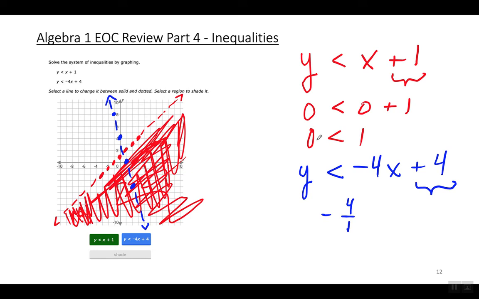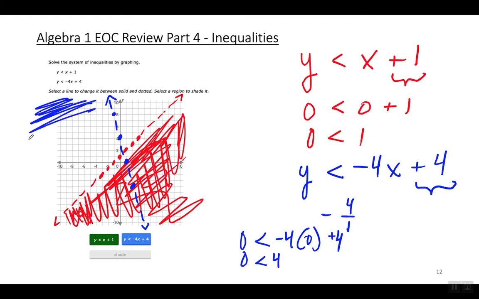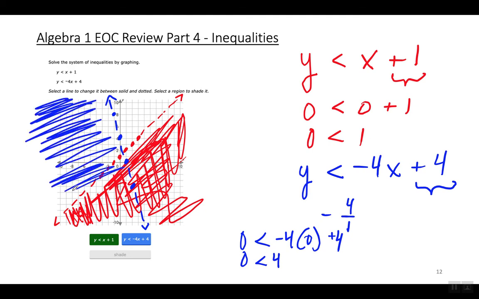Okay, now let me test what side to shade. All right, this is important. So I'm going to plug in 0, 0 into this equation. When I plug it in, I'm going to get 0 less than negative 4 times 0 plus 4. When I simplify that, I'm going to have 0 less than 4. That's true. So that means that, notice where the blue line is, 0, 0 made it true. So that means for the blue line, I shade all of this side, right?